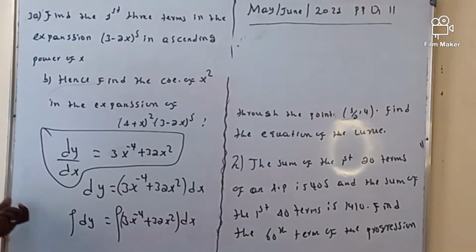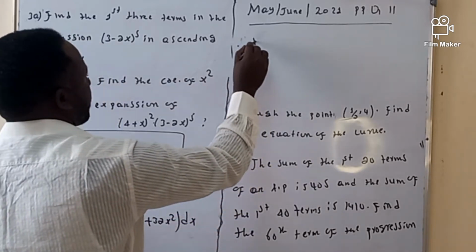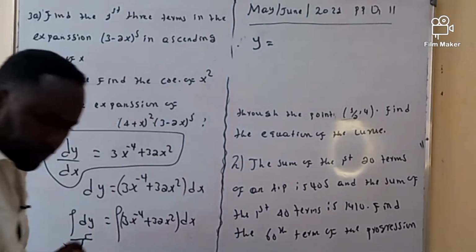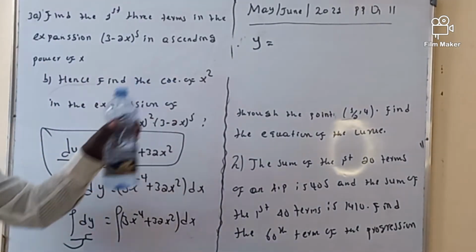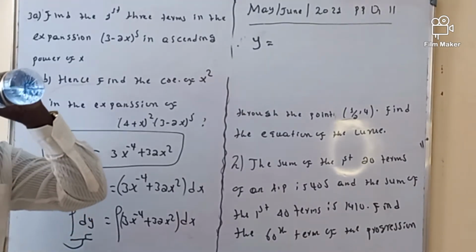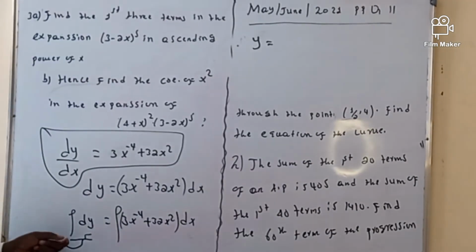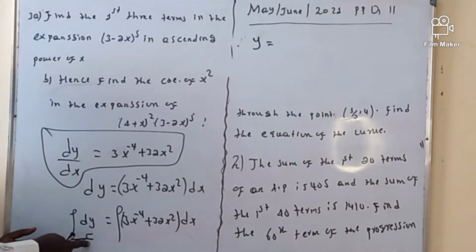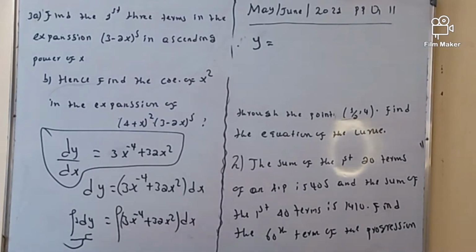Then finally, when we are integrating this, what will it be? The integral of dy is going to be y. Now look here, how we are going to find the integral of this one. The integral of dy, the integral of the constant 1, is going to be y.